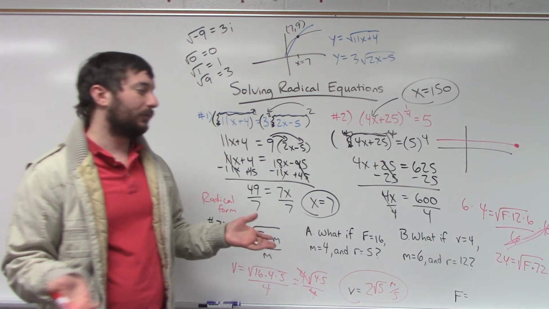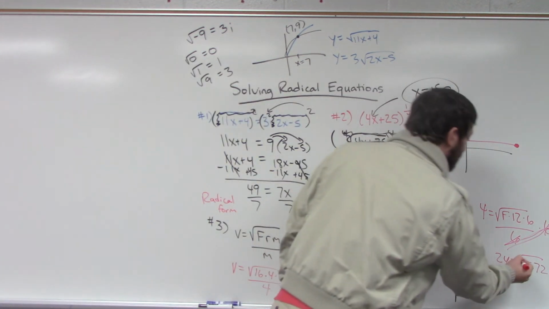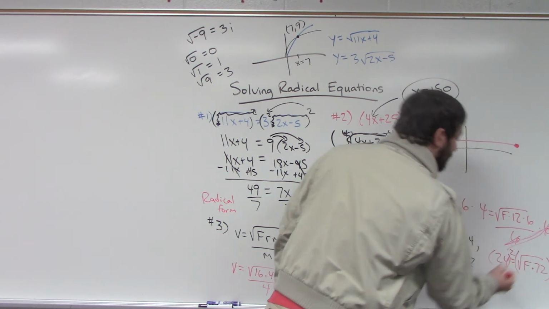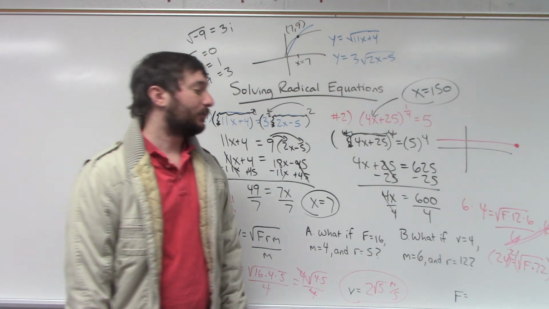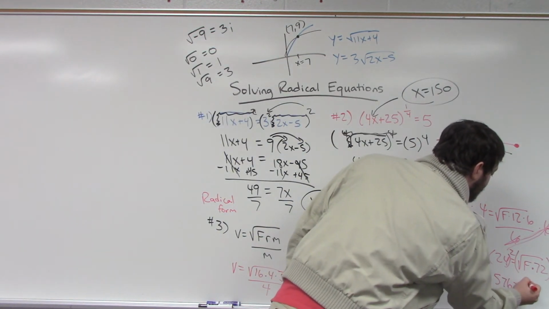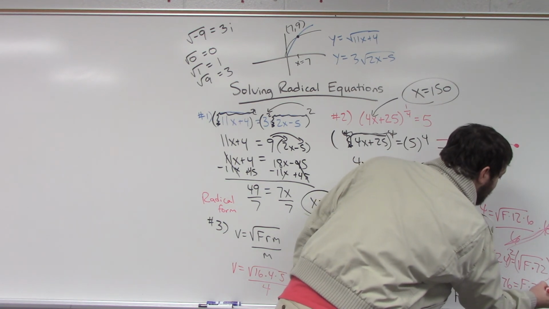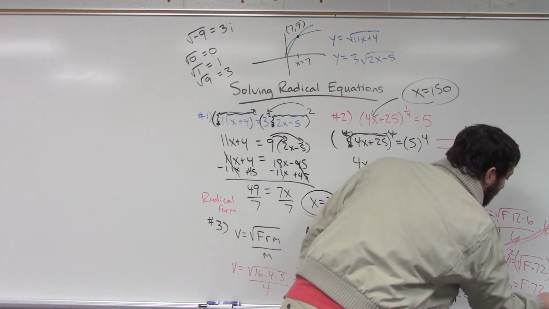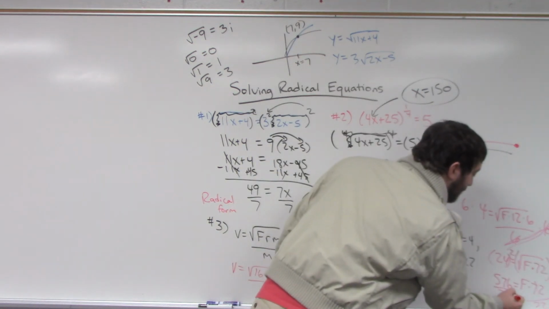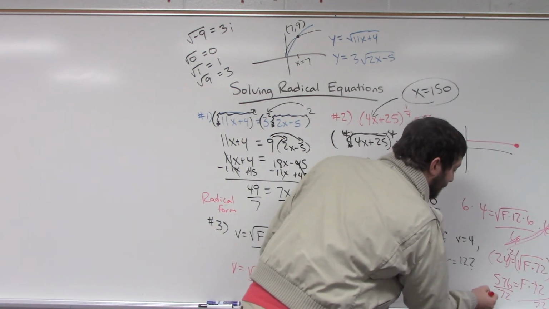Opposite of a square root is a square, so now we can square both sides. We're going to end up with a large number there. 24 squared is 576 equals F times 72. And lastly, of course, we want to get rid of that 72 by opposite operations. Divide by 72 to both sides. You'll end up with the force being 8 newtons.